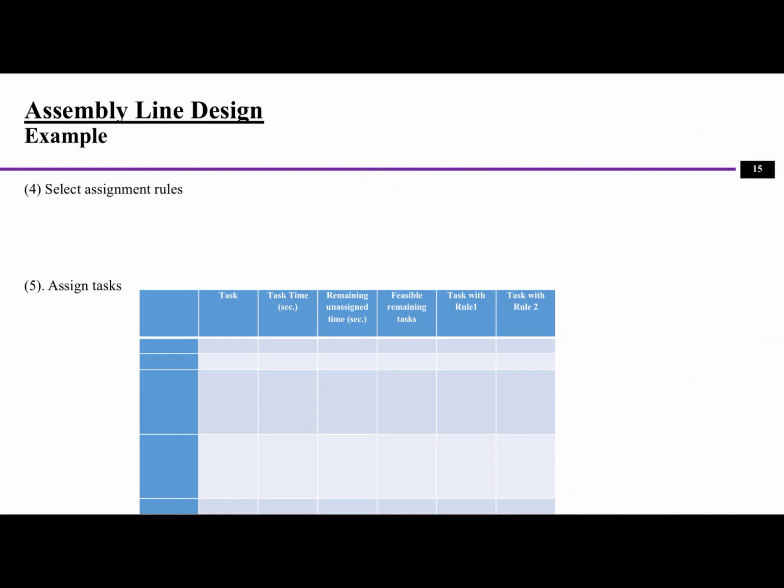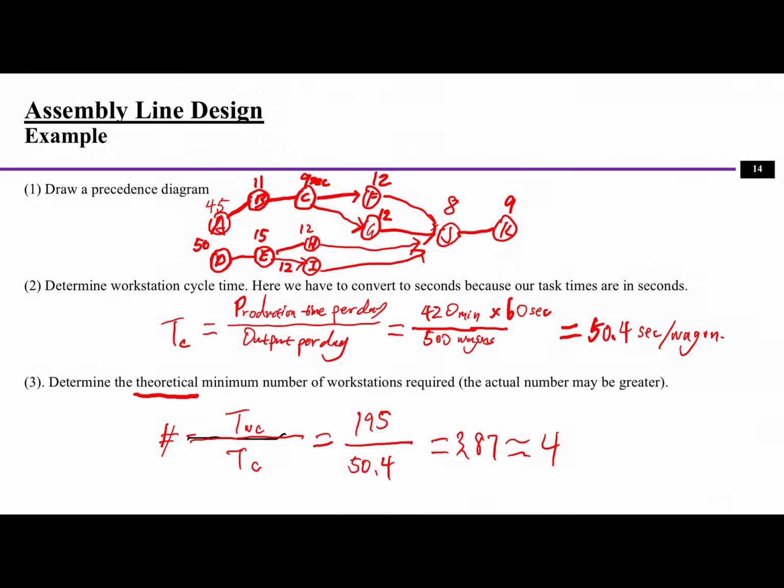One rule is called number of following tasks. What does it mean? It means we're going to start with the task that has the highest number of following tasks. Look at this precedence diagram. Which one has the highest number of following tasks? You can see it's A, right? Because after A we have B, C, F, G, J, K. And after D we have E, H, I, J, K. But after J there's only one task, which is K.